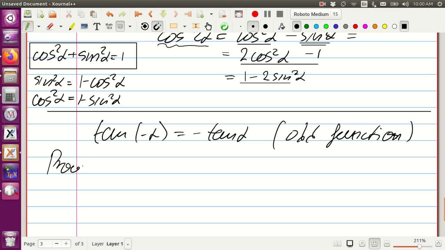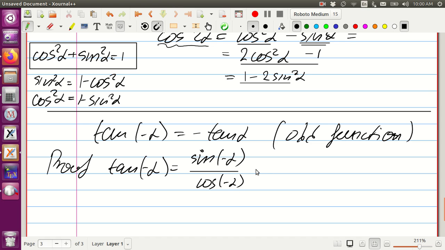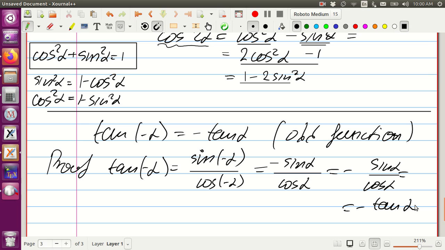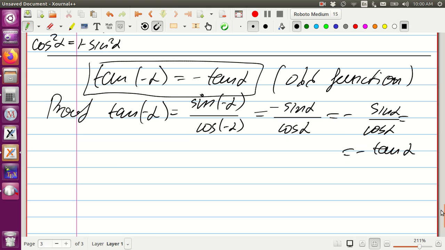So what would be the proof for this? Tangent of negative alpha will be sine of negative alpha divided by cosine of negative alpha. And we know sine is an odd function, so it's negative sine of alpha, and cosine is an even function, so just cosine of alpha. So we get negative sine of alpha over cosine of alpha, which is negative tangent of alpha. That proves the formula. So it's relatively easy to show.